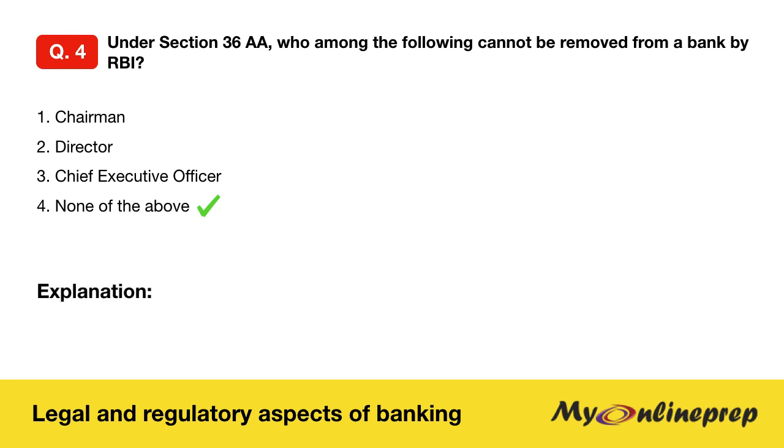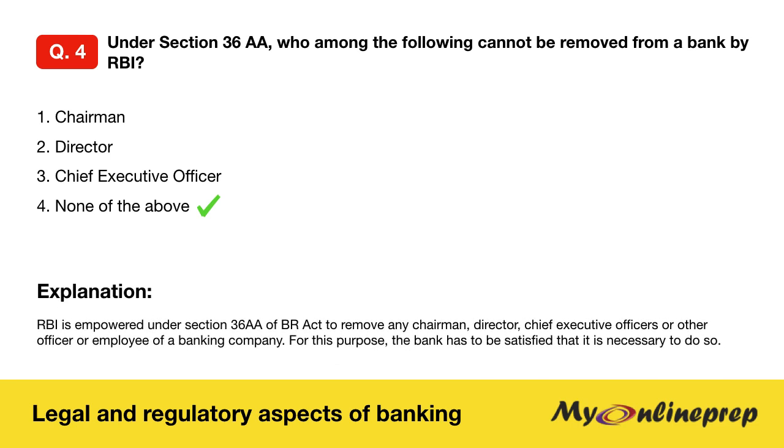क्यों? As per 36AA of the BR Act, to remove any chairman, director, chief executive officer or other officer or employee of a banking company, RBI has been empowered to remove. But the condition is the bank has to satisfy that it is necessary to do so.